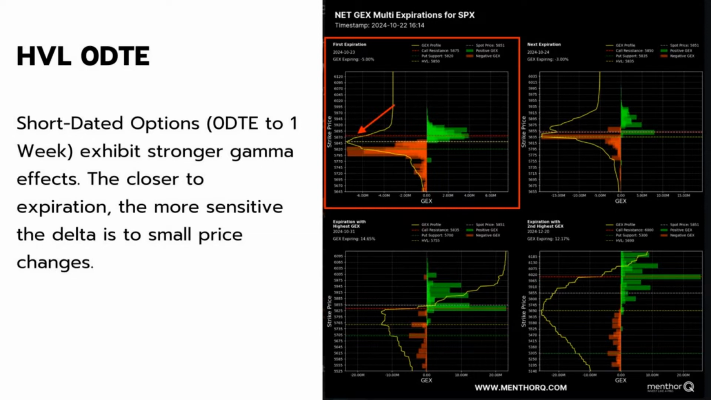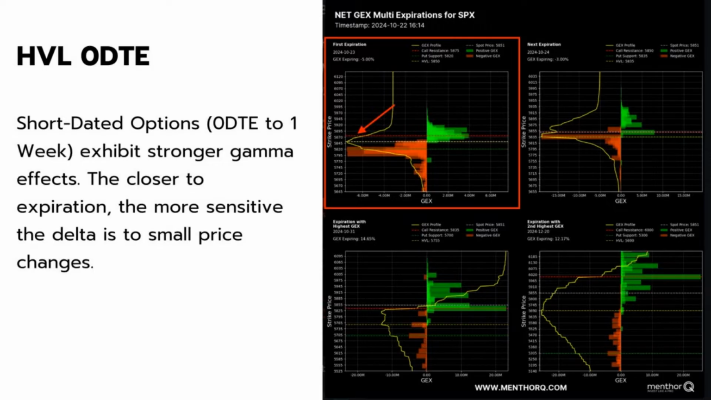And finally, we also have the high vol level, not only looking at all expirations, but also looking at zero DTEs. So when we look at the zero DTE flow, we can also look at the high vol level zero DTE, and that's the one that you always see in the chart as well.